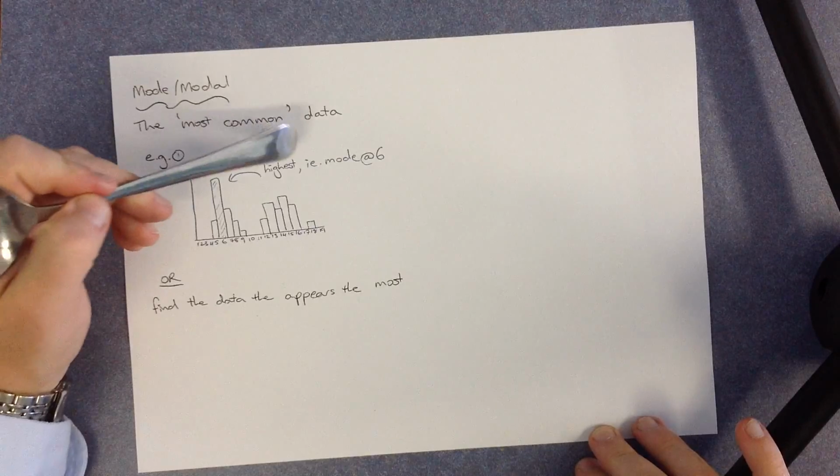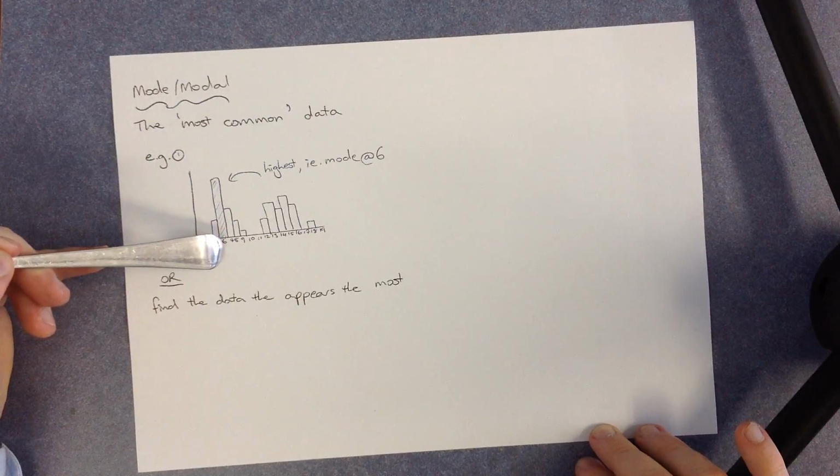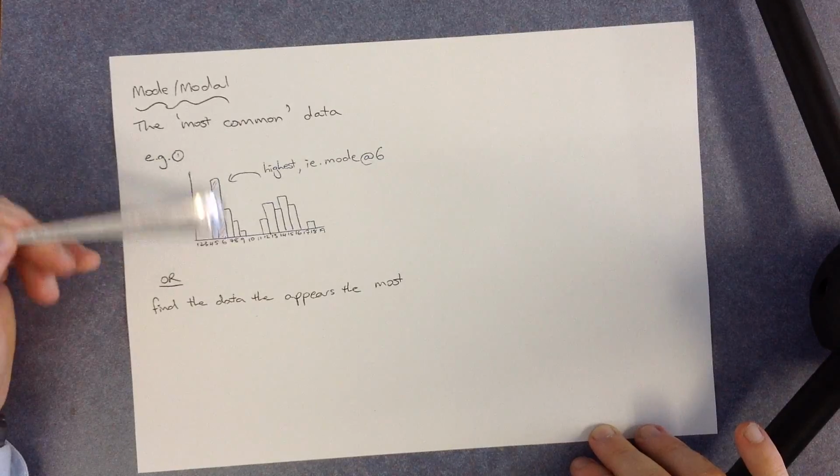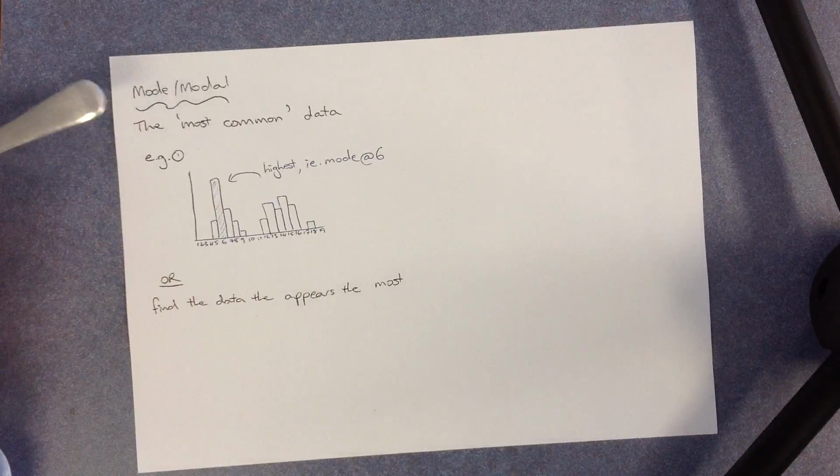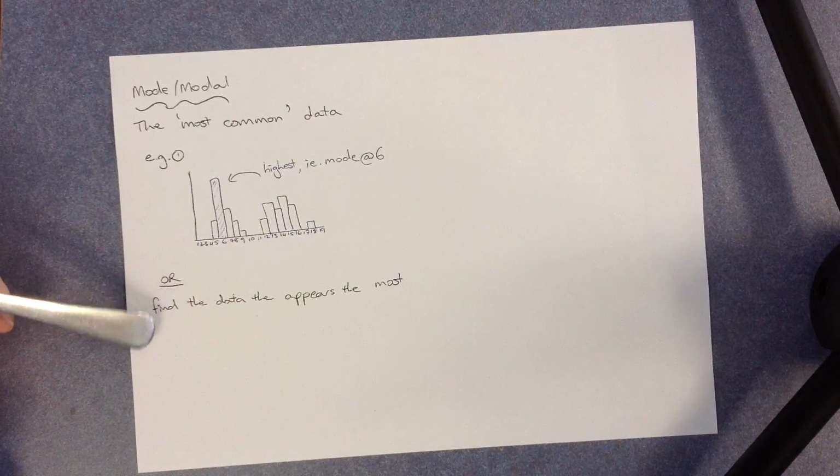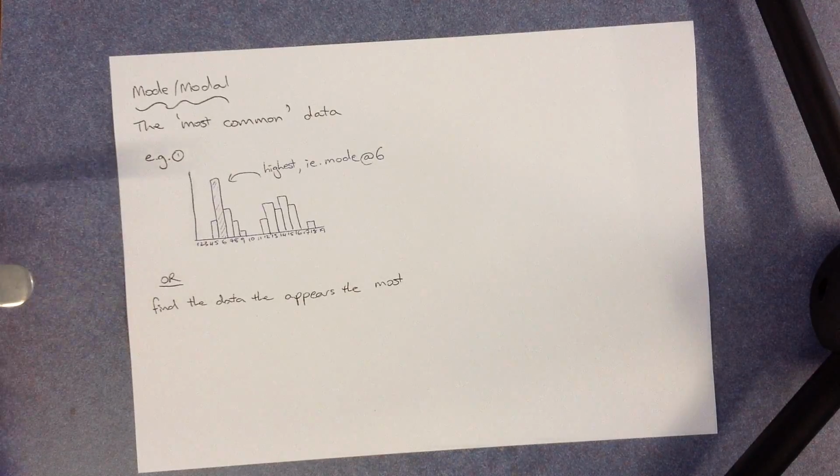So in my example, the mode is at 6, and you can see 6 just down here. So this whole category here is the modal category. Or just look in the list of data for the one that appears the most. Other than that, pretty sweet.